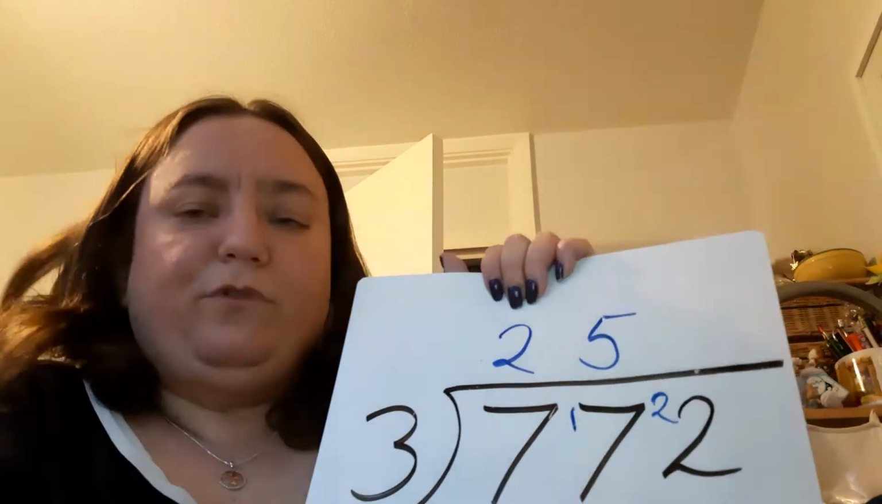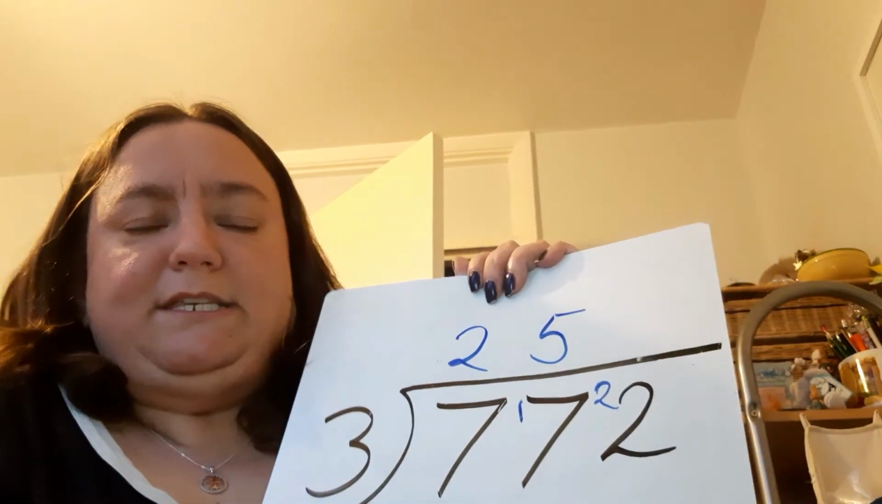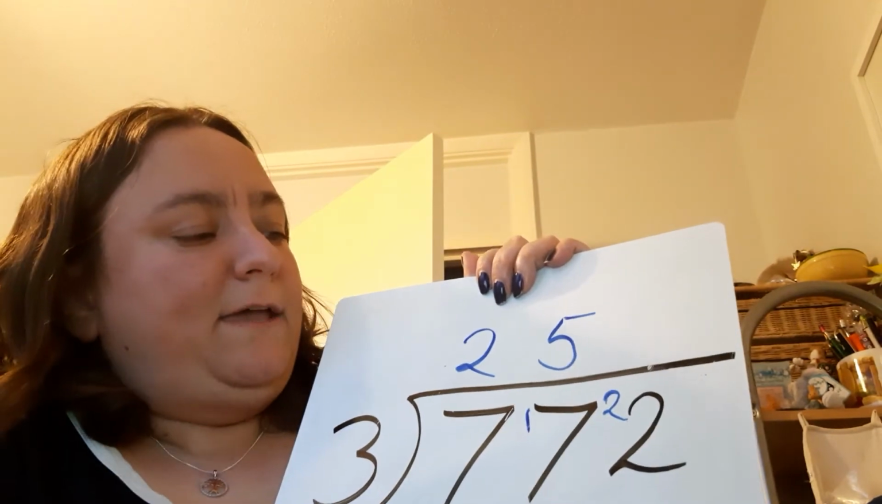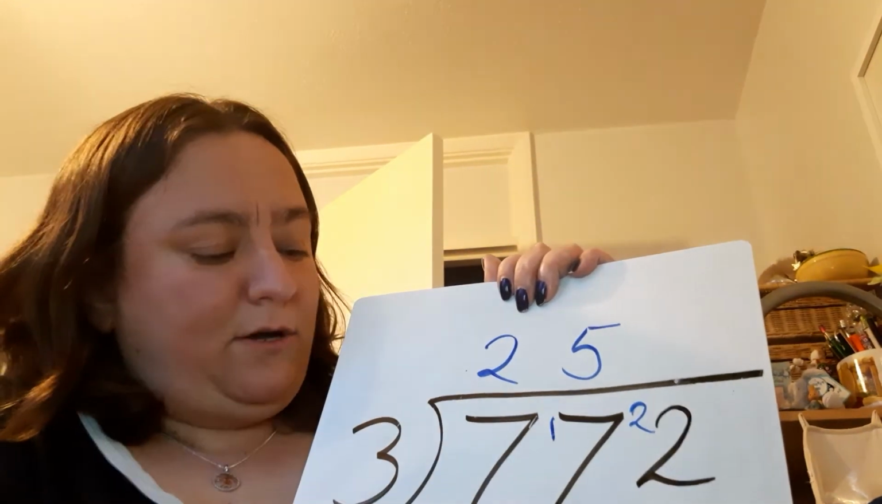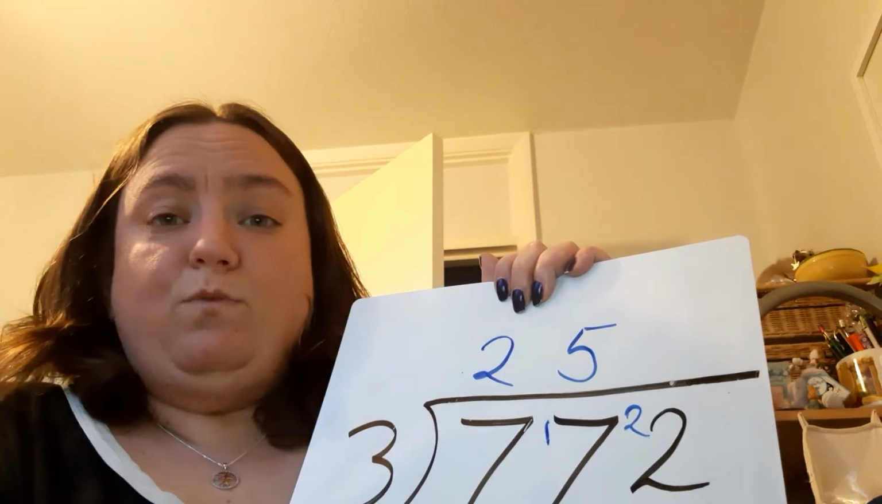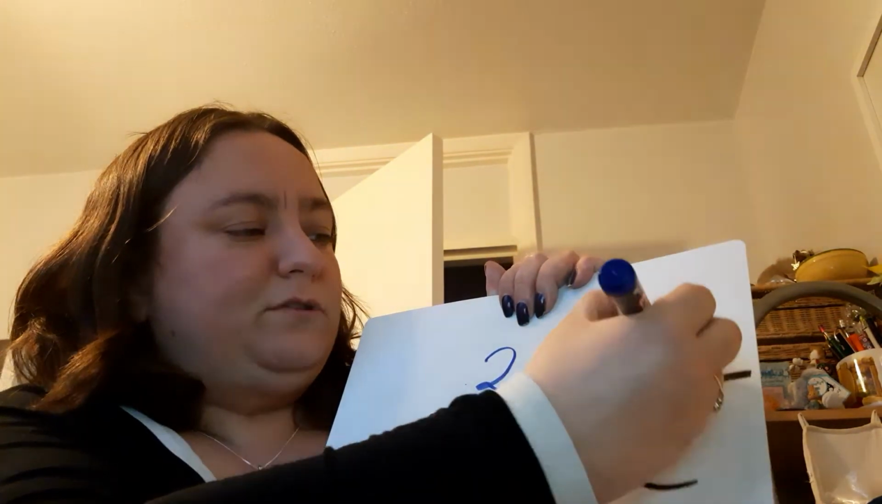Now this time we've got 3 going into 22. How many lots are there? How many lots of 3 in 22? Now I know that 3 times 7 is 21. So I know there are 7 lots.